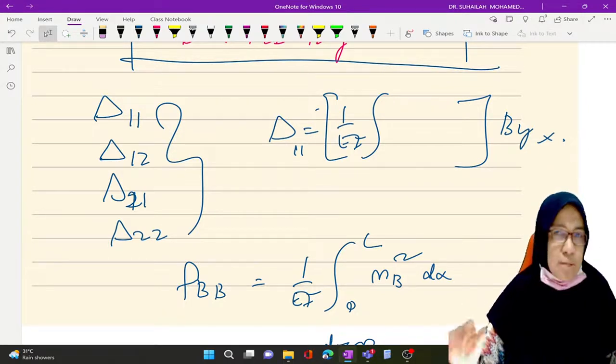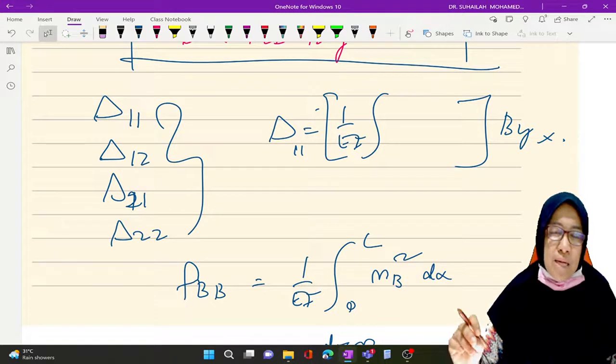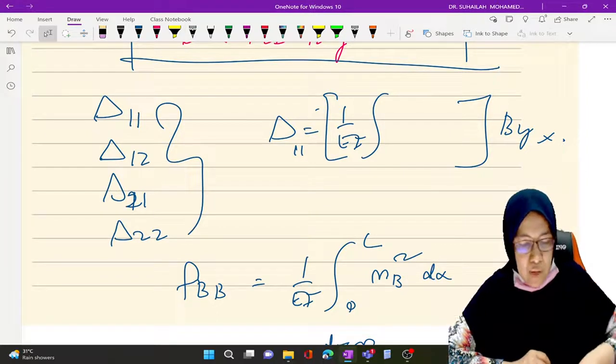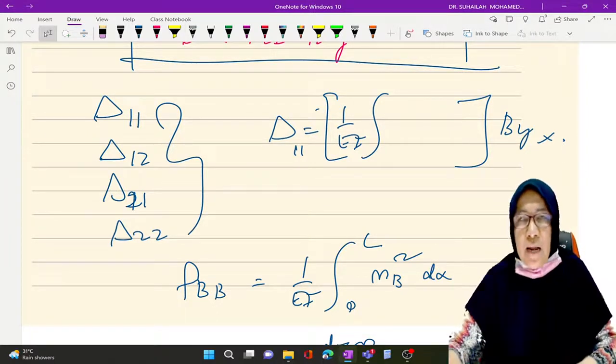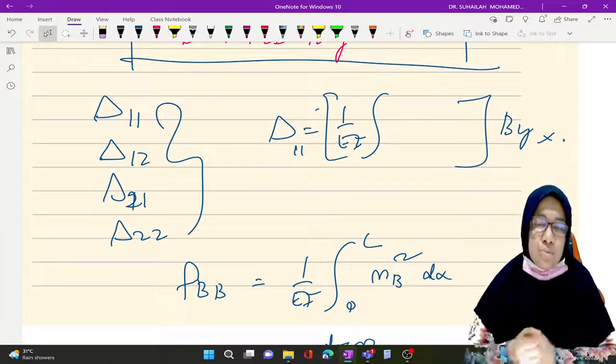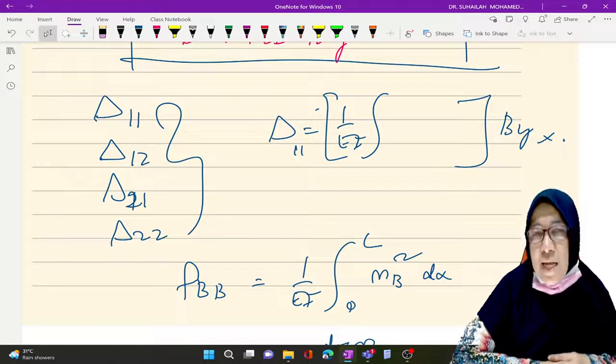Okay, so that's all I want to discuss in this session. So tomorrow nanti saya bagi time because tomorrow saya ada kelas dengan Shah Alam. Saya buat extra class juga dengan Shah Alam. So I will tell you later what time we will continue to analyze truss.